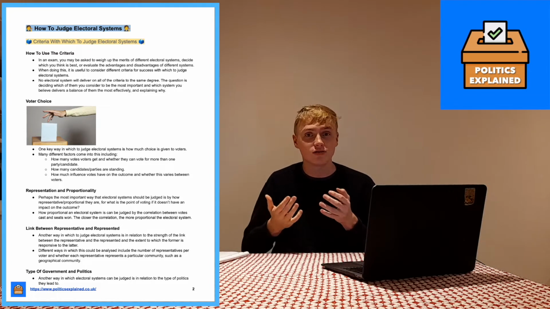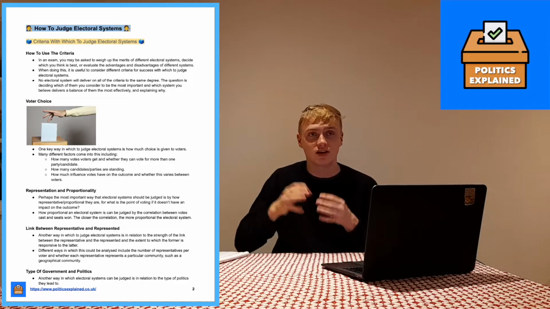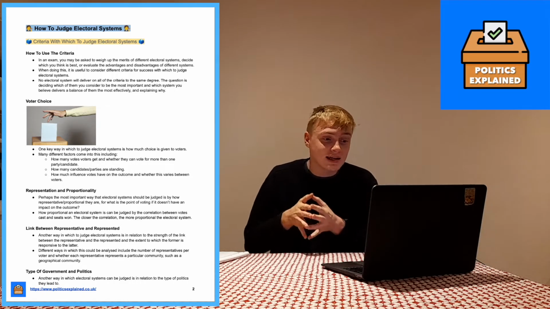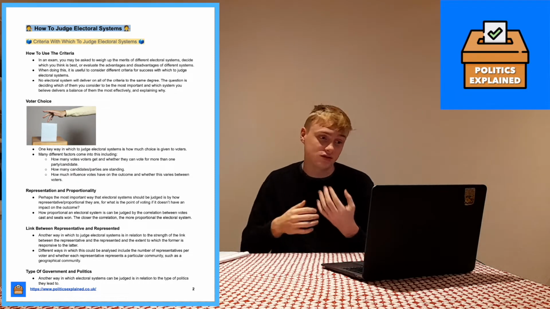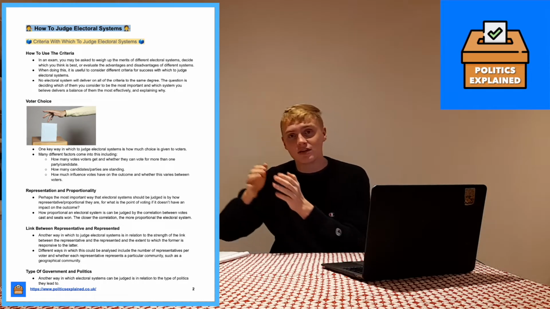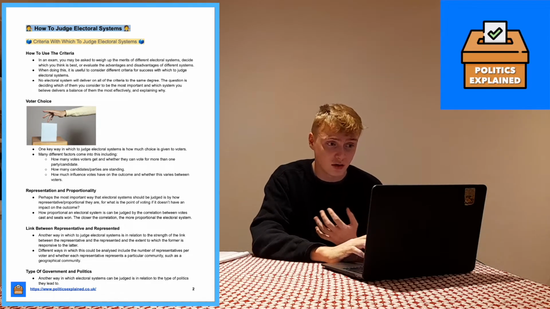No electoral system is going to deliver on all of these criteria to the same degree, but the question is how different electoral systems have different levels of each. Obviously something that has higher voter choice may lead to a different kind of government and politics. It could be seen as more negative or something like that, right? So it's about how they weigh them up and how having a high level of one may lead to a lower level of another.